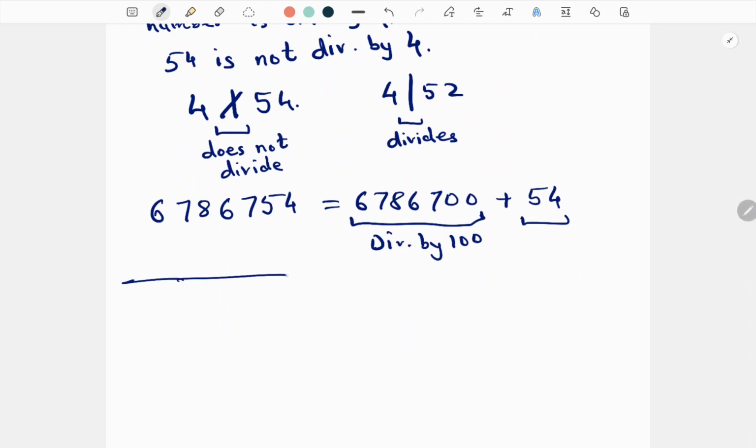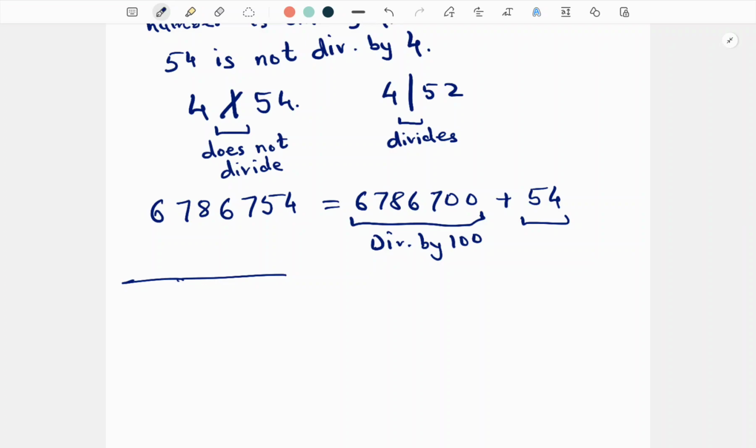Similarly, you can see that a number is divisible by 8 if the number found by its last 3 digits is divisible by 8. And the logic is the same. If the last 3 digits form a number and the rest of the number is divisible by 1000, so all that matters is the last 3 digits. And the same thing for any higher power of 2. Basically, a number is divisible by 16 if the last 4 digits are divisible by 16, and so on.